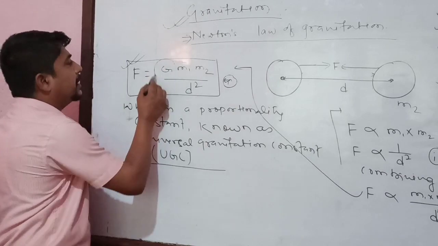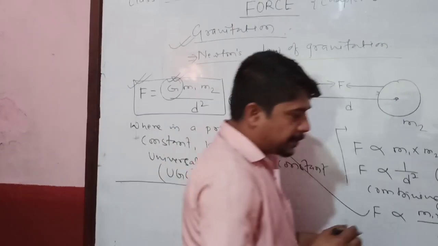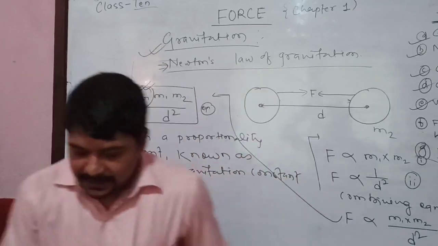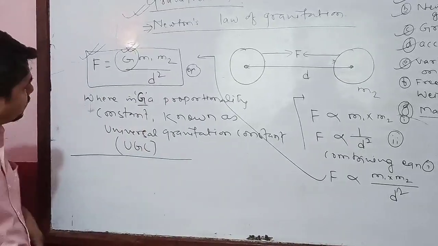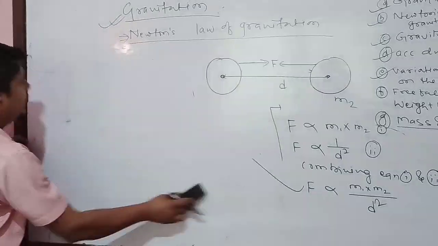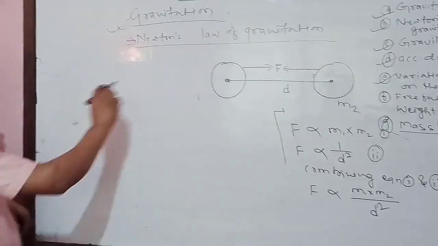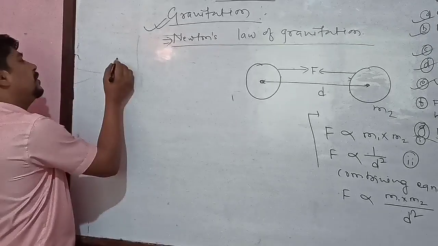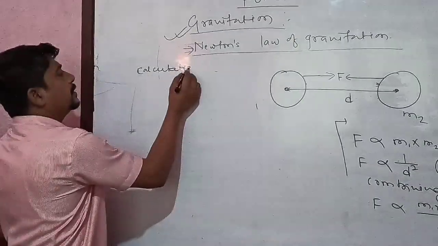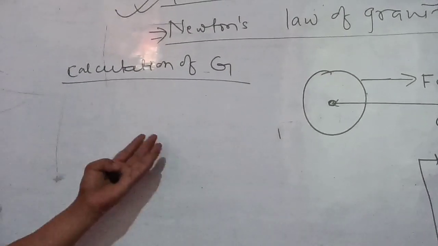Now there is a new term here, this capital G, which we call the universal gravitational constant. Simply we also speak of it as gravitational constant, capital G. What is this? Now we will be finding the value, the magnitude of G. So, calculation of G. Before going to this, we have the data already.